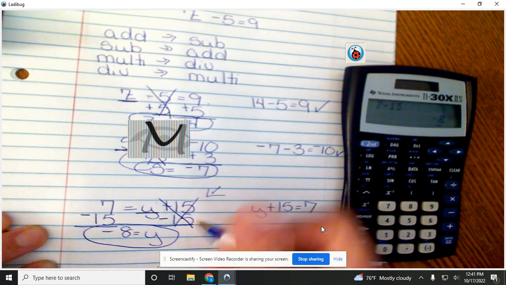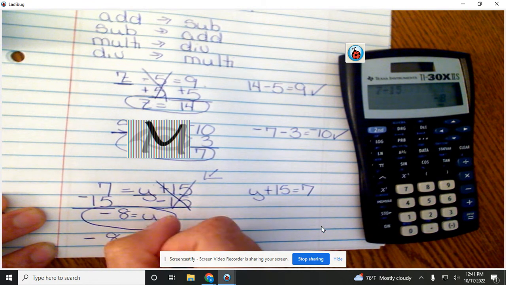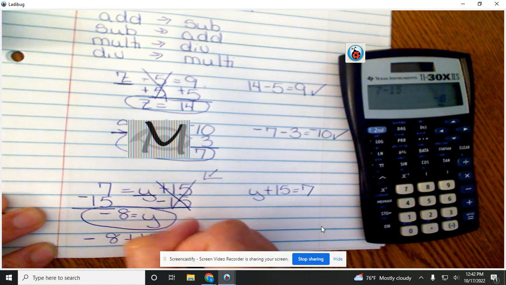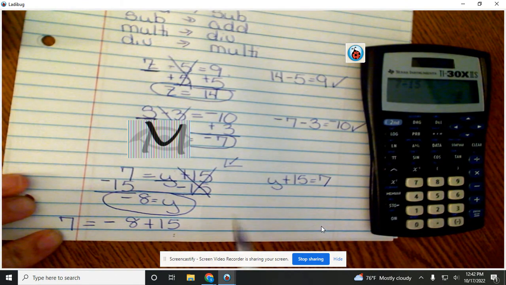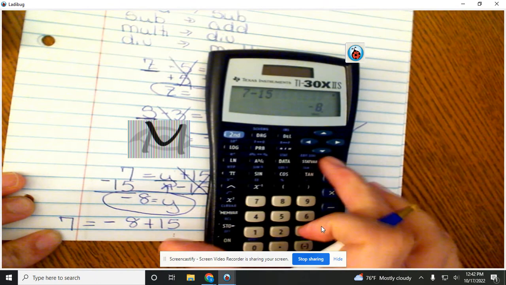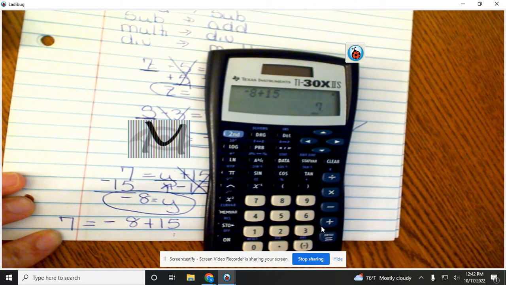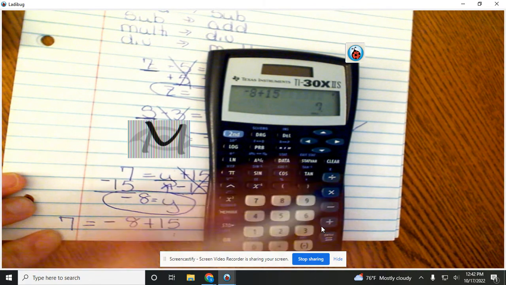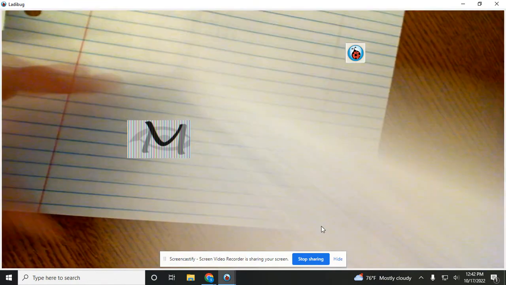If this is correct, then negative 8 plus 15 is going to equal 7. As you can see, all I did was put my negative 8 right here where my y is. We're going to double check our work and do negative 8 plus 15 equals 7. Now let's go ahead and move on to something maybe a little bit more challenging.